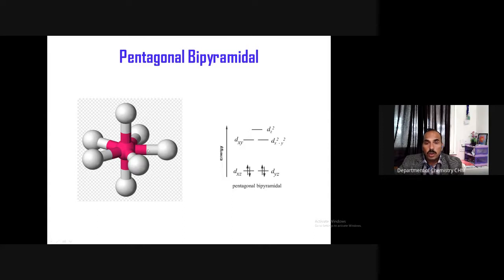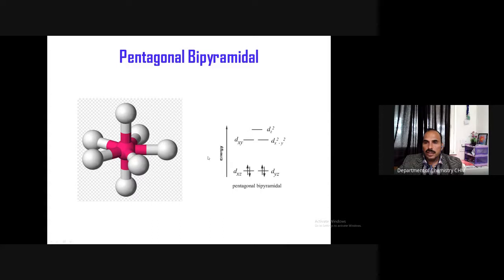Why? Because now they are in the close vicinity of five ligands instead of three as in the trigonal bipyramidal. It is pentagonal bipyramidal. There are five ligands in the equatorial xy plane. So five ligands are affecting the energy of dxy and dx square minus y square. Obviously, more repulsion, so they will be higher in energy, right? So not only the splitting of the orbitals, but also the level of the energy, whether high or low, that also you can understand just by looking at the geometry and the number of ligands.